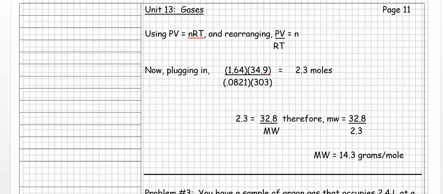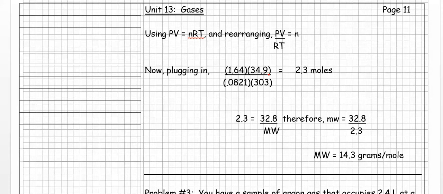Ready? 1.64 times 34.9 equals, divided by 0.0821 equals, divided by 303, and what I get is 2.300824, but I'm going to round it to 2.3, okay? So 2.3, though, that's the number of moles. Remember, I wasn't being asked for the number of moles. What was I being asked for? Molecular weight, right? Molecular weight.